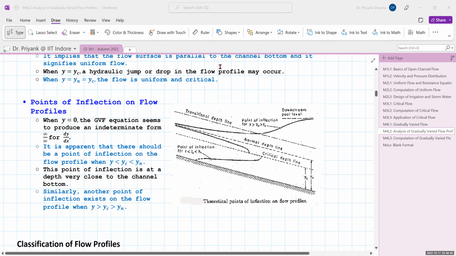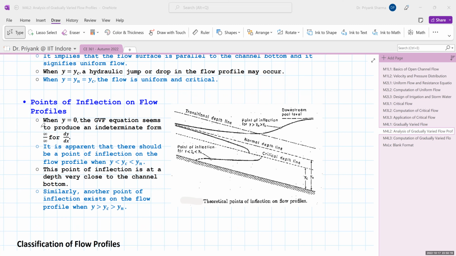Now, since it is a curve, it encounters a point of inflection. So point of inflection is one where, let us say this is a point of inflection, on either side it has different slopes, so it changes its slope on either side. So when y is equal to 0 in the GVF equation, it produces an indeterminate form, infinity by infinity. So it becomes apparent that there should be a point of inflection on the flow profile.